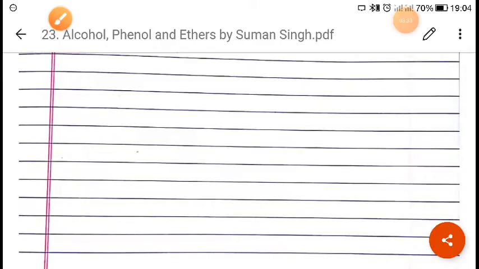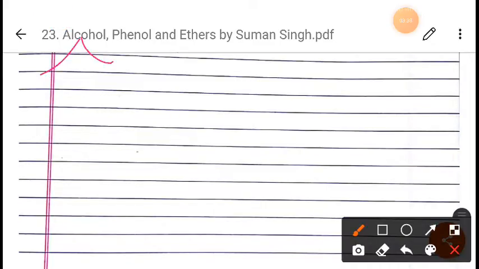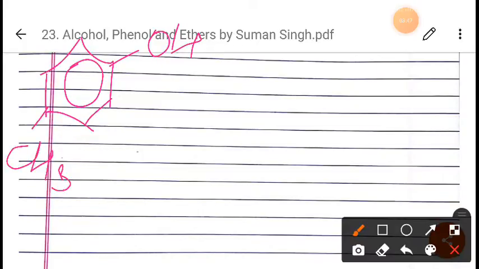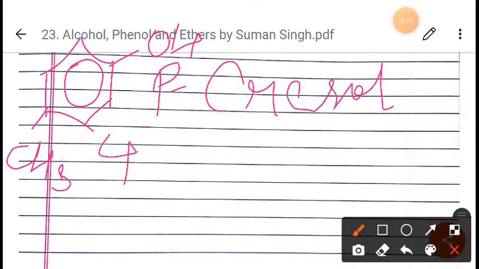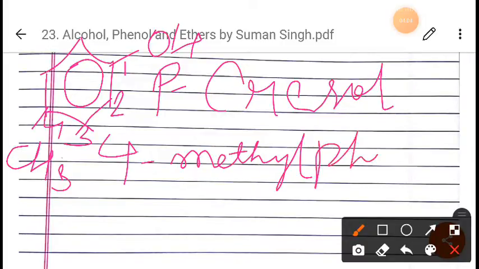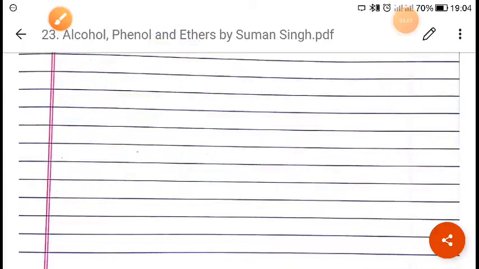Now next, one more example. Suppose we have this, OH is here, and suppose here is CH3. What is the name? Its name is para cresol, or we can write 4 methyl phenol, numbering 1, 2, 3 and 4, right?